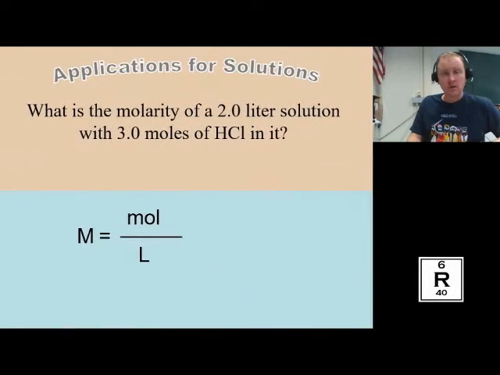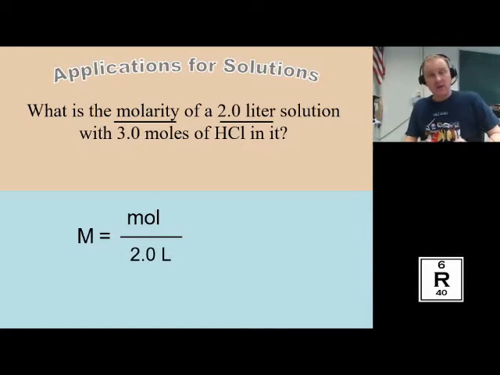So just a little example of how this is applied. What is the molarity of a 2.0 liter solution with 3 moles of hydrogen chloride in it? Well, we're going to solve for molarity, which is represented with a capital M, of a 2.0 liter solution. That 2.0 liter solution would be our denominator, with 3.0 moles of hydrogen chloride in it, and that 3.0 moles would be my numerator.